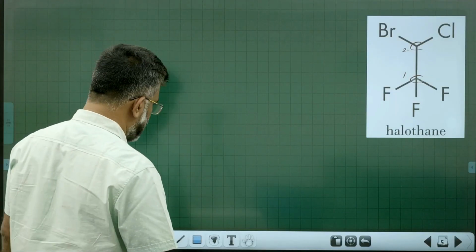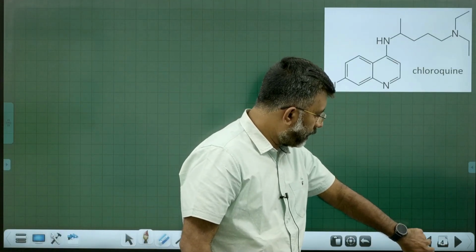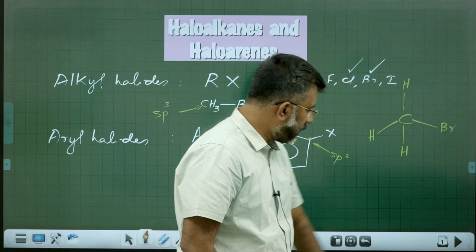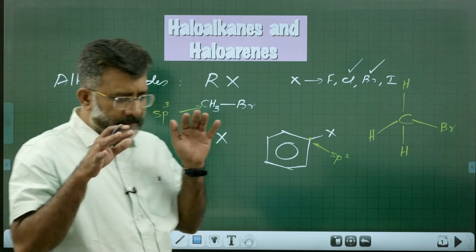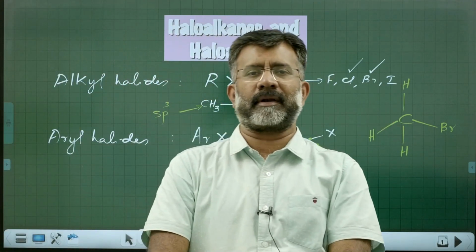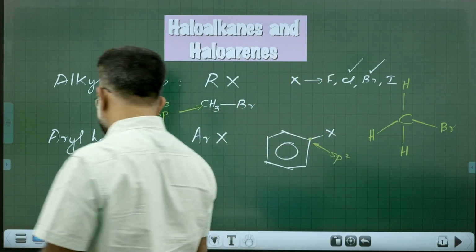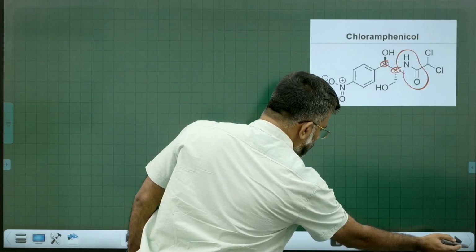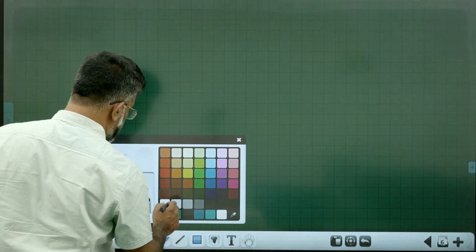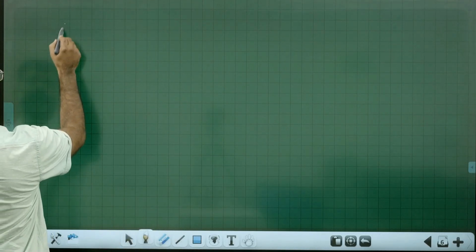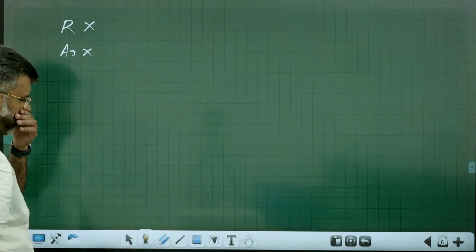As I was explaining earlier, aliphatic haloalkane, haloarene, alkyl halide, aryl halide. That is the simplest two important categories, aliphatic and aromatic. There are many other classifications also coming in the due course of the chapter, and that is also an important point of discussion. Like alkyl halide represented as RX, aryl halide represented as ArX, right?